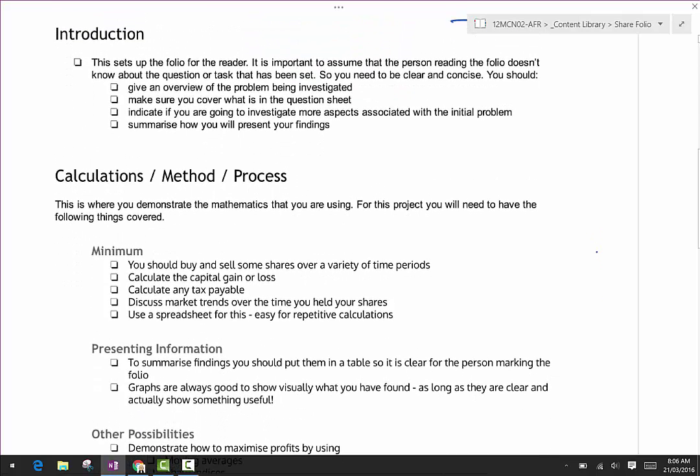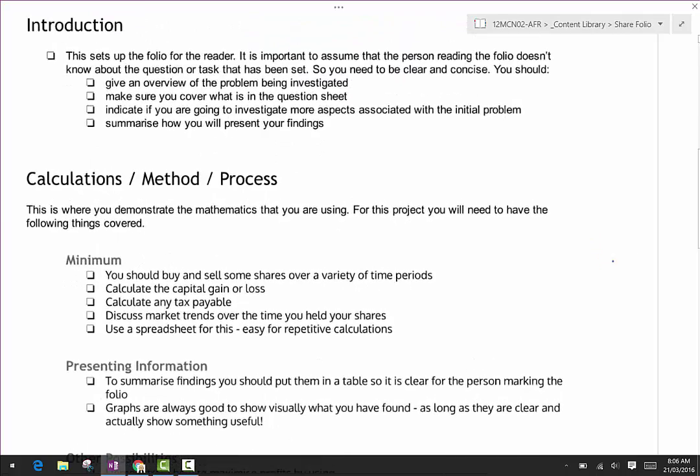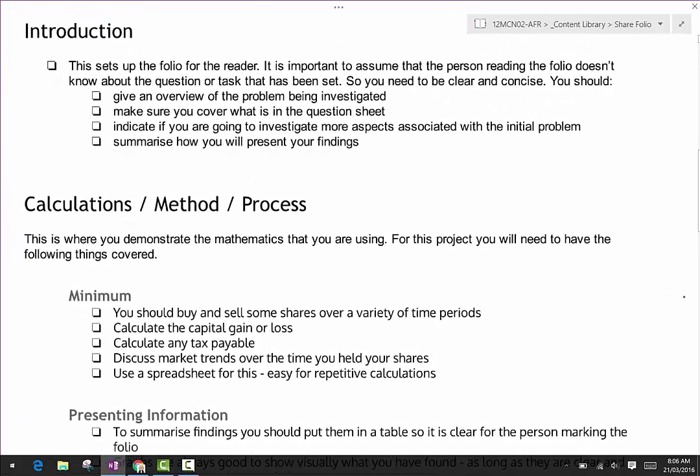Right, the first thing is an introduction. Now the introduction doesn't have to be large and huge, but it's got to actually set up the folio for the reader. You've got to assume the person that is reading this folio has no idea about it. So it's got to be really clear and concise, and let the person know what the problem is you're trying to solve, and maybe some hints about how you're going to do it. Not a whole list of processes, but just maybe some hints.